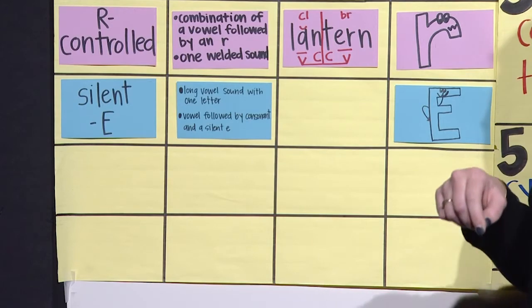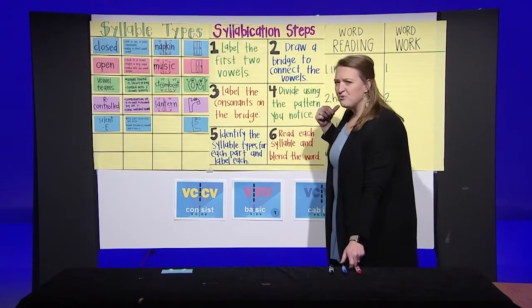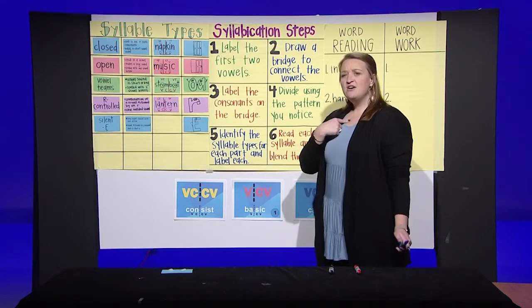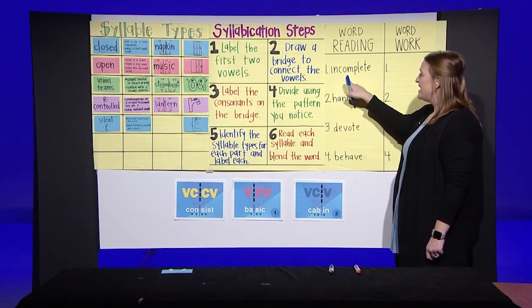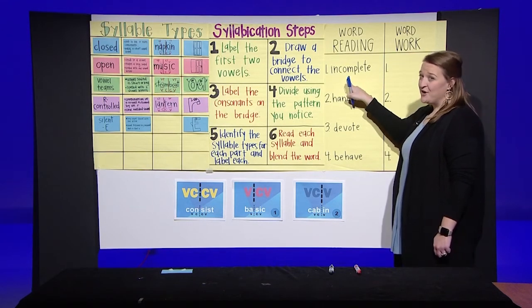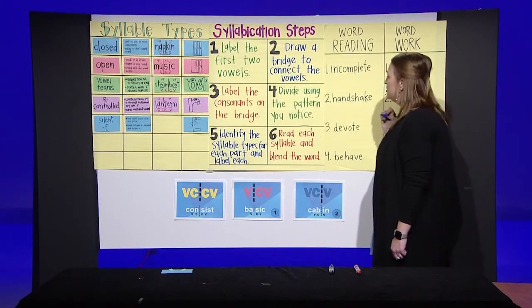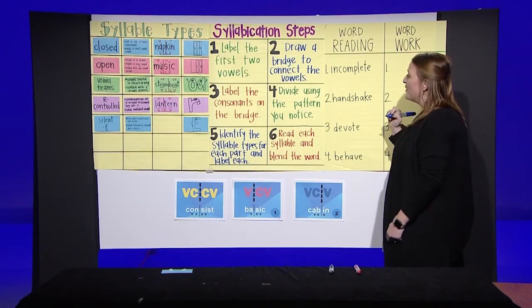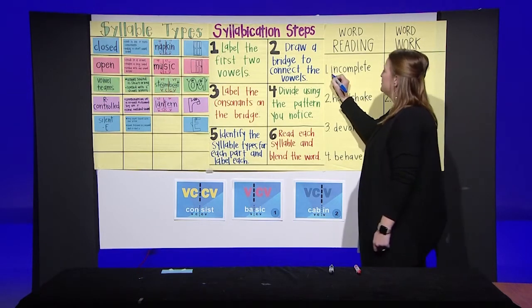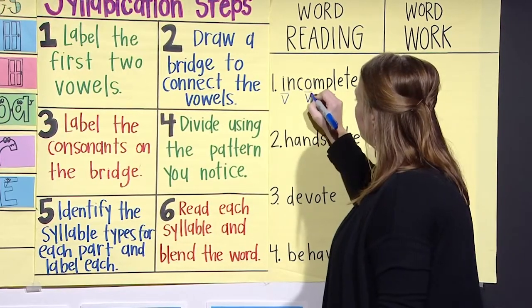So I want us to work through our syllabication steps that we've been using in our other lessons to practice on a word. But first, I want to do it for you. So I'm going to do this word right here. We know that step one says to label the first two vowels. The first two vowels I see are I and O. So I will underline those and put a V for vowel.